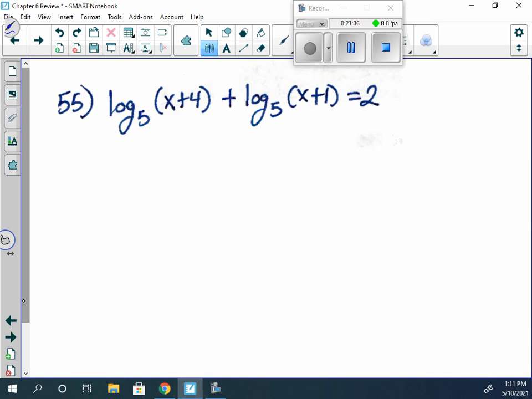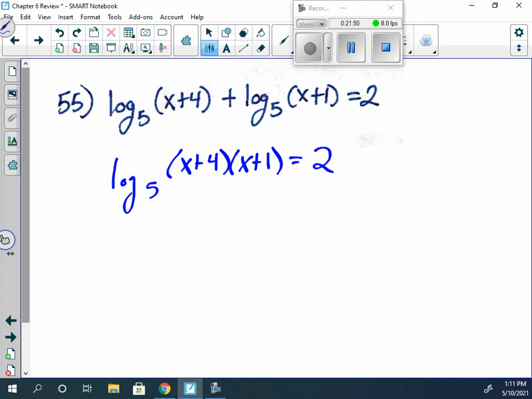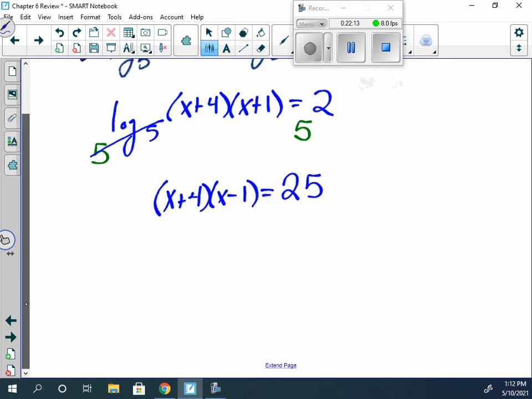Yep. Now, because these two logs are being added together, we can rewrite it as one log being multiplied. What's inside is being multiplied. So we'd have log base 5 of x plus 4 times x plus 1 is equal to 2. Then what can we do next? Put both sides to the 5th power. As these would cancel, leaving us with x plus 4 times x minus 1 is equal to 25.